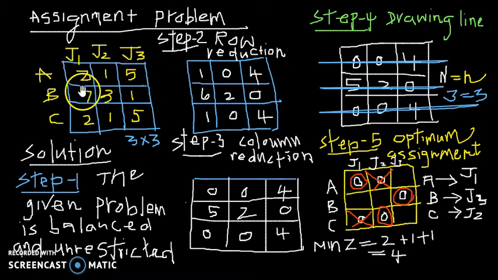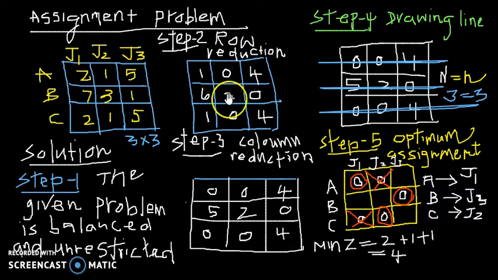The same thing we have to do for the other rows. For this row, the least number is 1, subtract that 1 from 7, you will get 6. Least element is 1, subtract this 1 from 3, you will get 2, and 1 minus 1, you will get 0. The same thing we do for the last row also. The least element is 1, 2 minus 1, 1; 1 minus 1, 0; 5 minus 1, 4. So row reduction is over.